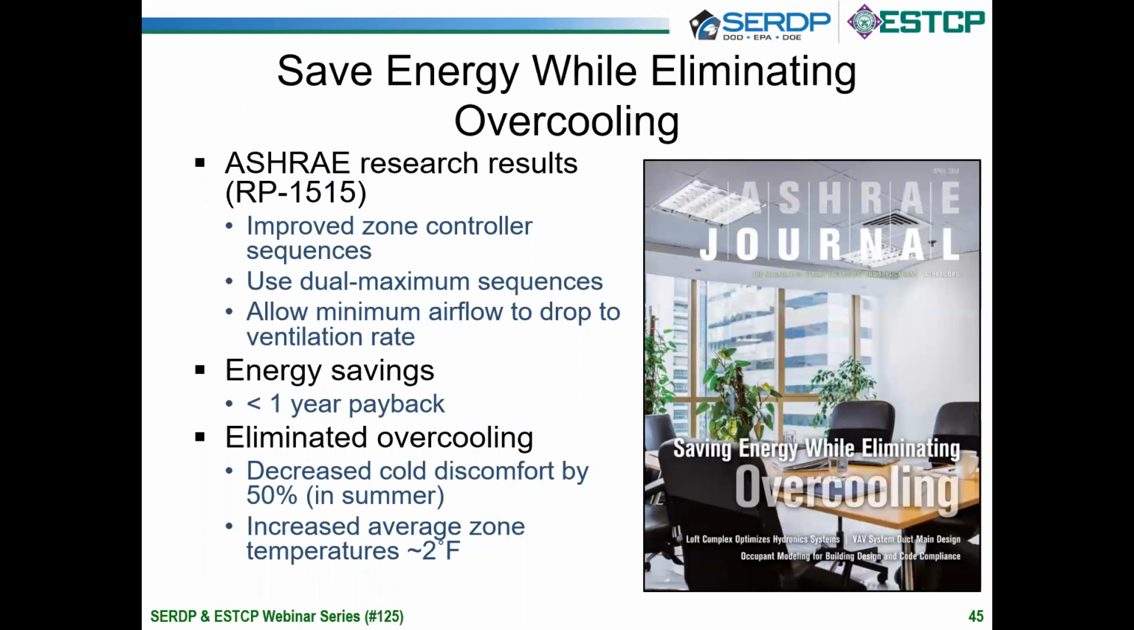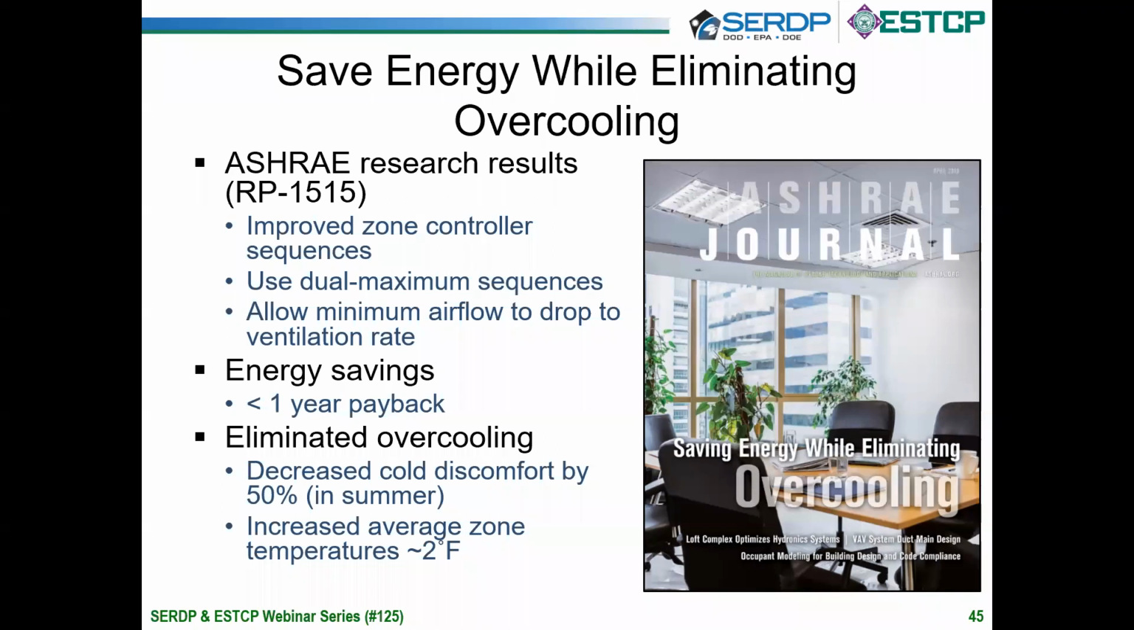So the ASHRAE 7 building study also uncovered a significant cause of overcooling and comfort issues that's reported in detail in this ASHRAE Journal article from last year. As I mentioned, for those 7 buildings, the RP 1515 project focused on the zone controller sequences. It implemented the dual maximum sequences that I mentioned. And one of the main features of the dual maximum sequence is that it allows the airflow set point to drop down to the ventilation rate between heating and cooling.